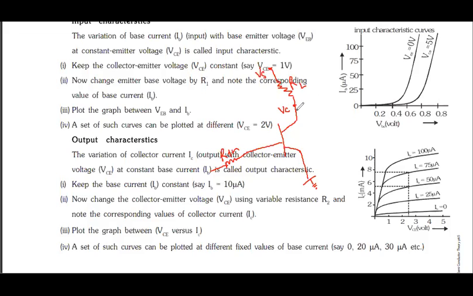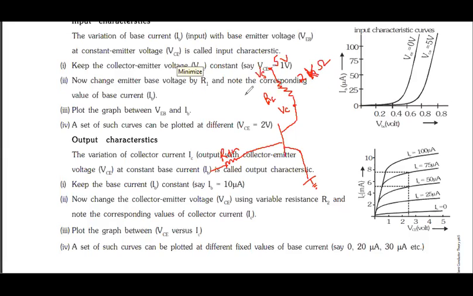Now think about it, IC. What is the voltage drop? Suppose this is your 5 volt supply. And RL, I'll just give any one value, suppose it is 2 kilo ohm. Sorry, not milli, 2 kilo ohm. Okay, so we have supply voltage as 5 volt, and this RL, load resistance, as 2 kilo ohm.